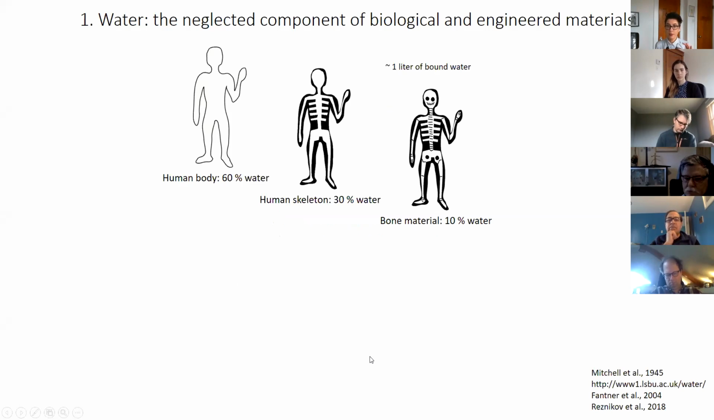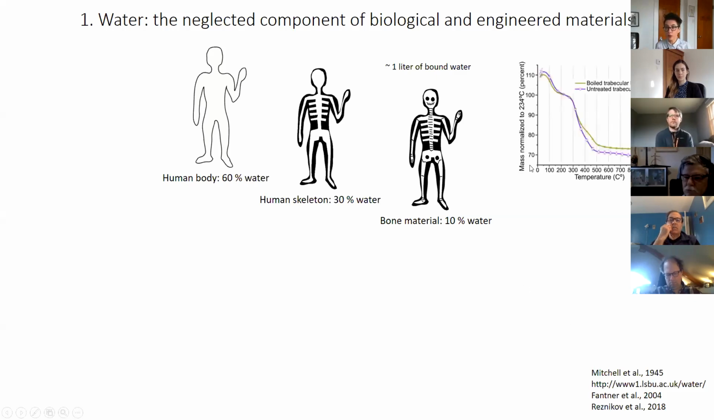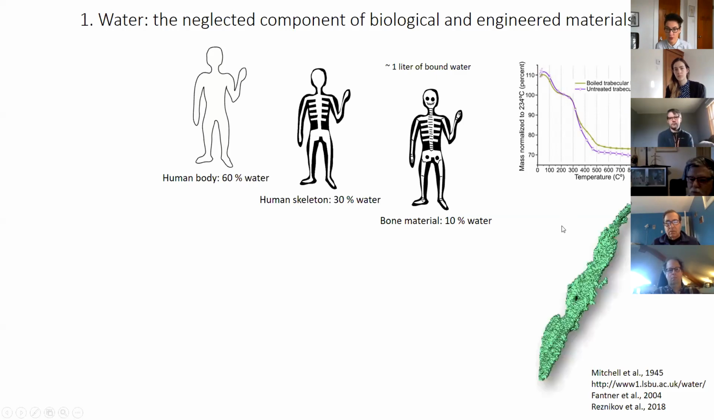This 10% sums up to 1 liter of bound water. By bound water, I mean that this water is strongly associated with other components, with surfaces. And one peculiarity of bound water is that you cannot extract it unless you heat your structure beyond the boiling point. As this thermogravimetric graph shows, a specimen of bone loses 10% of its mass when heated between 100 and 200 degrees. So this is bound water, its contribution to the composition.